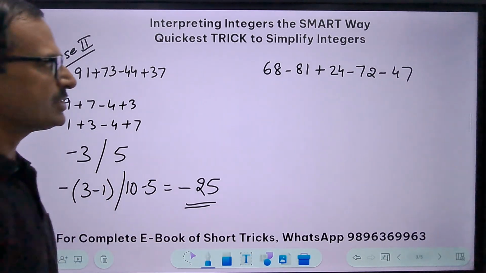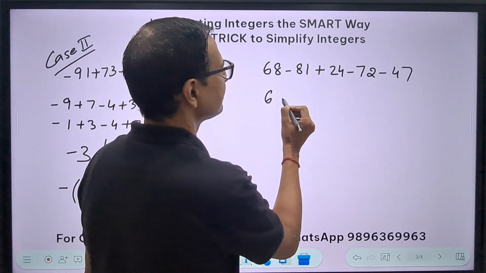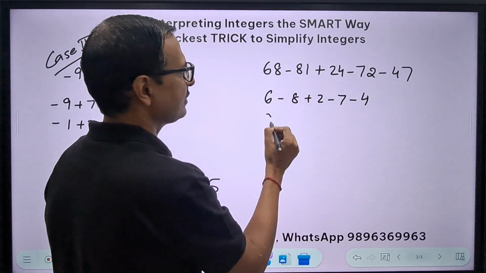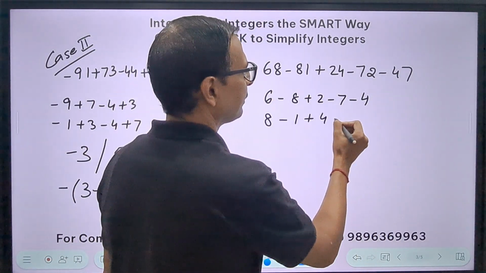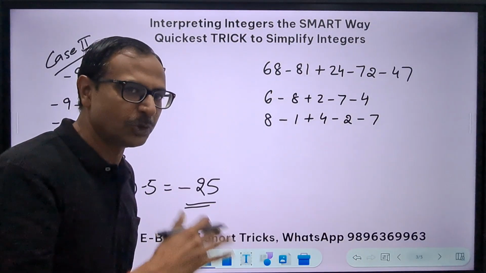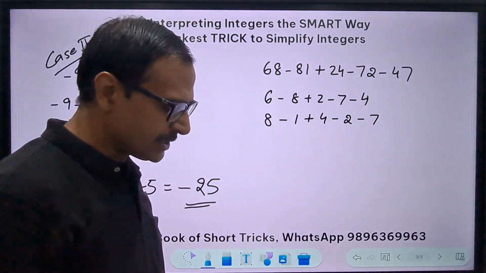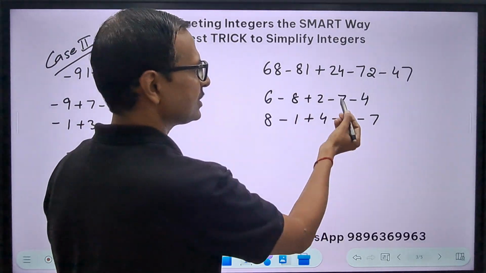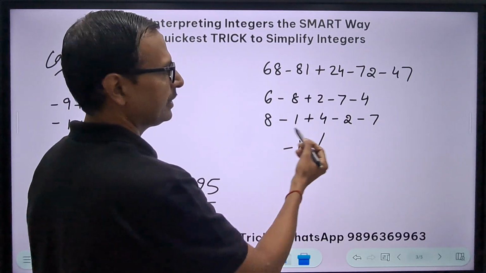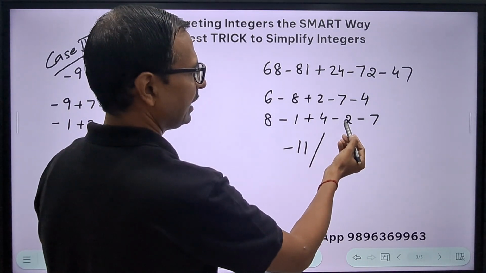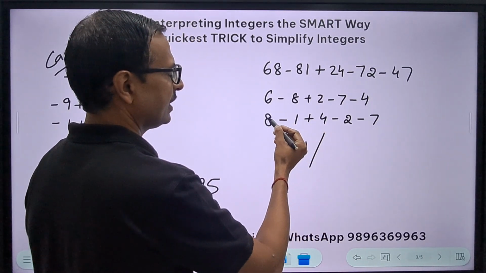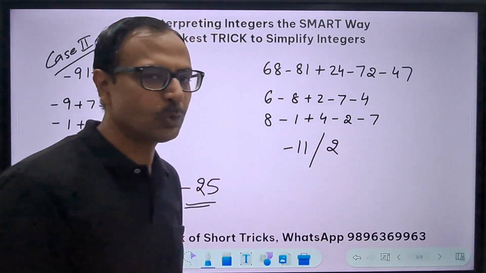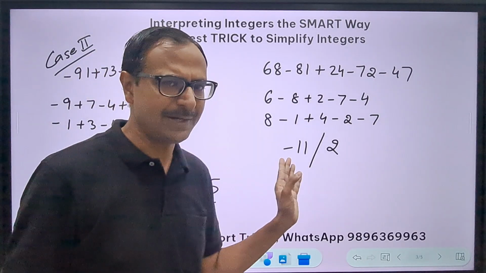Now let's see what happens here. So mental maths, 6 minus 8 plus 2 minus 7 minus 4. And then in the second number, 8 minus 1 plus 4 minus 2 minus 7. These are the two things you need to do in your mind, okay? And for this, the number you obtain is 6 plus 2, 8 minus 8, 0. So this is minus 11. And here we have minus 9 and plus 4, minus 5, minus 6, 8 minus 6 is 2, right? Yes, 2. So we have the two numbers. So you won't be taking much time doing this, right?